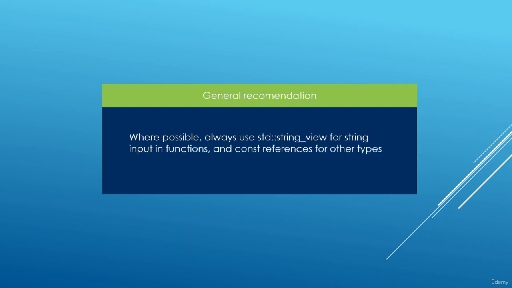In closing, I am going to give you my general recommendation. Where possible, always try to use std string view for string input to functions. And otherwise, you should use const references for other types. And if you do things this way, you're going to stand a better chance at avoiding copies in your C++ programs. We are going to stop here in this lecture.